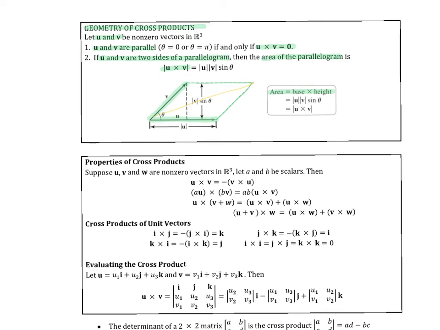So let's go ahead and look at, let me erase this line here. Let's look at the height on this parallelogram. So this red line here represents the height. So I'm just going to call this h. And then I'm going to verify that the area of a parallelogram is the magnitude of u times the magnitude of v times sine of theta, which is simply the magnitude of the cross product.